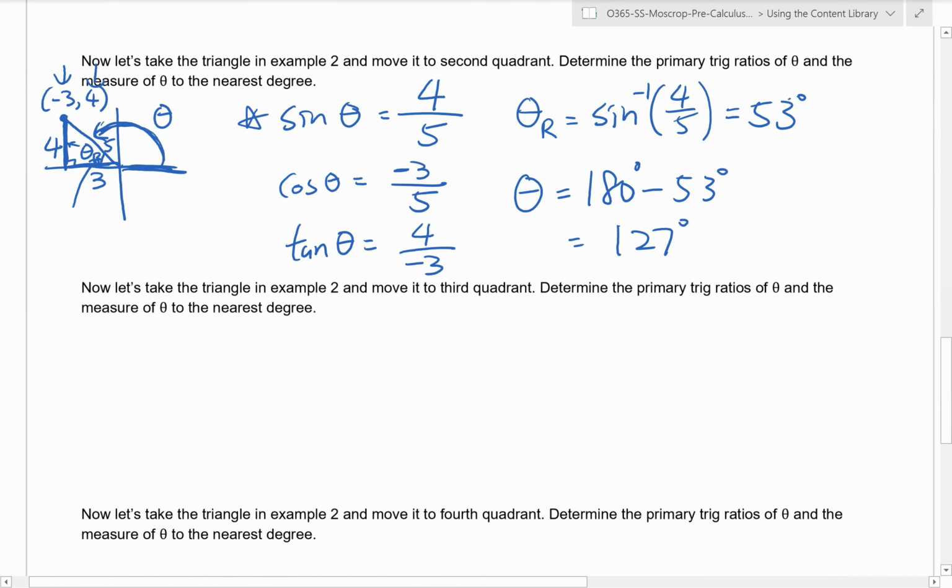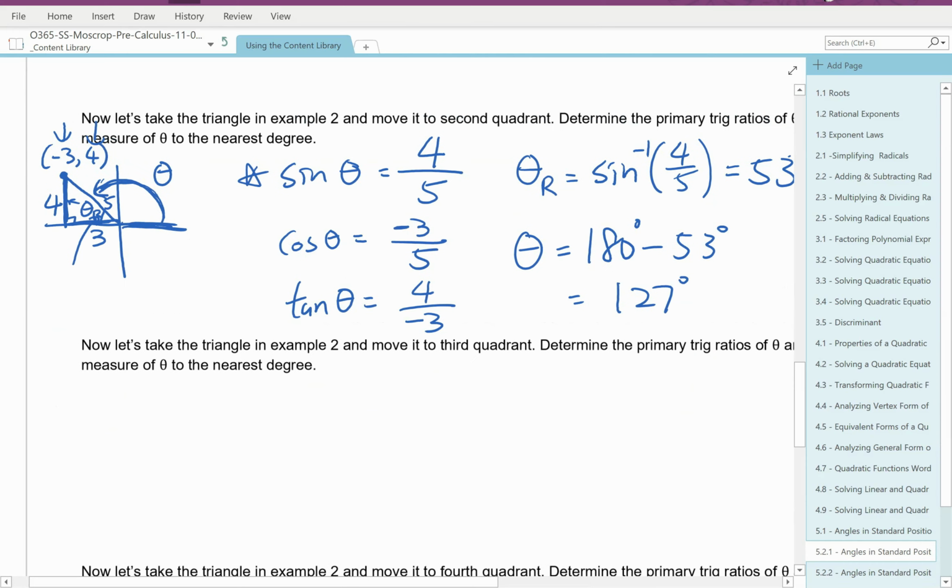We're going to move this triangle again to the third quadrant. I'll do this one, that's okay. I'll show you one more time, and I'll let you try the one in the fourth quadrant yourself.